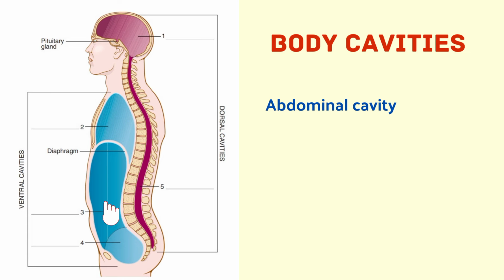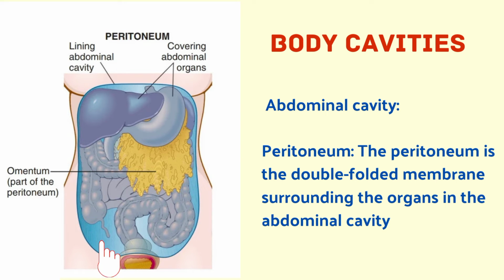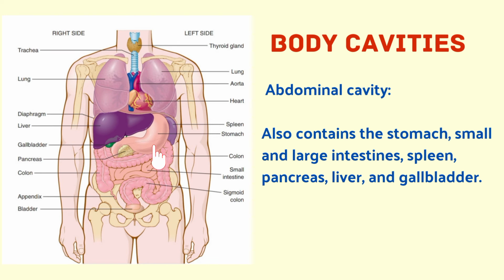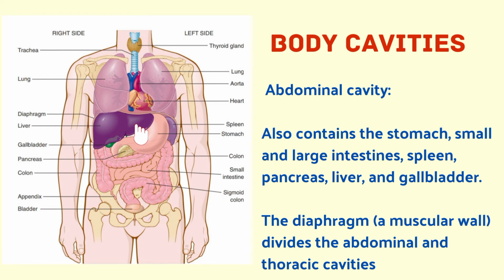Abdominal cavity. It contains the peritoneum. The peritoneum is a double-folded membrane surrounding the organs in the abdominal cavity. It contains the kidneys. The kidneys are two bean-shaped organs situated behind the abdominal cavity on either side of the backbone. Also contains the stomach, small and large intestines, spleen, pancreas, liver, and gallbladder. The diaphragm is a muscular wall that divides the abdominal and thoracic cavities.